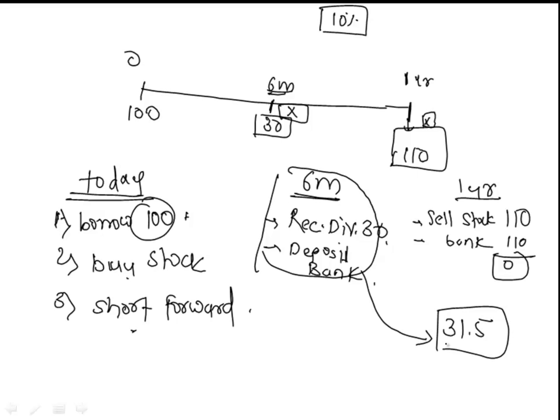Is this clear? Should I repeat this again? See, what I have done now is that there is a dividend paying stock. The current price is 100. It is going to pay me a dividend of 30 rupees. 1 year from now, I want to know what should be the theoretical forward price of this stock.